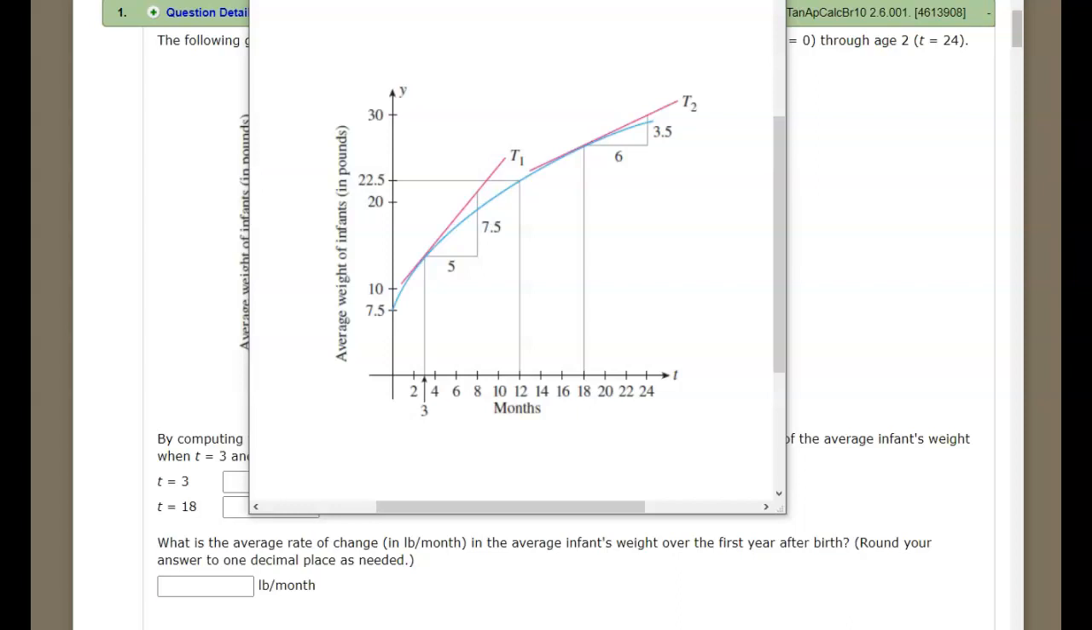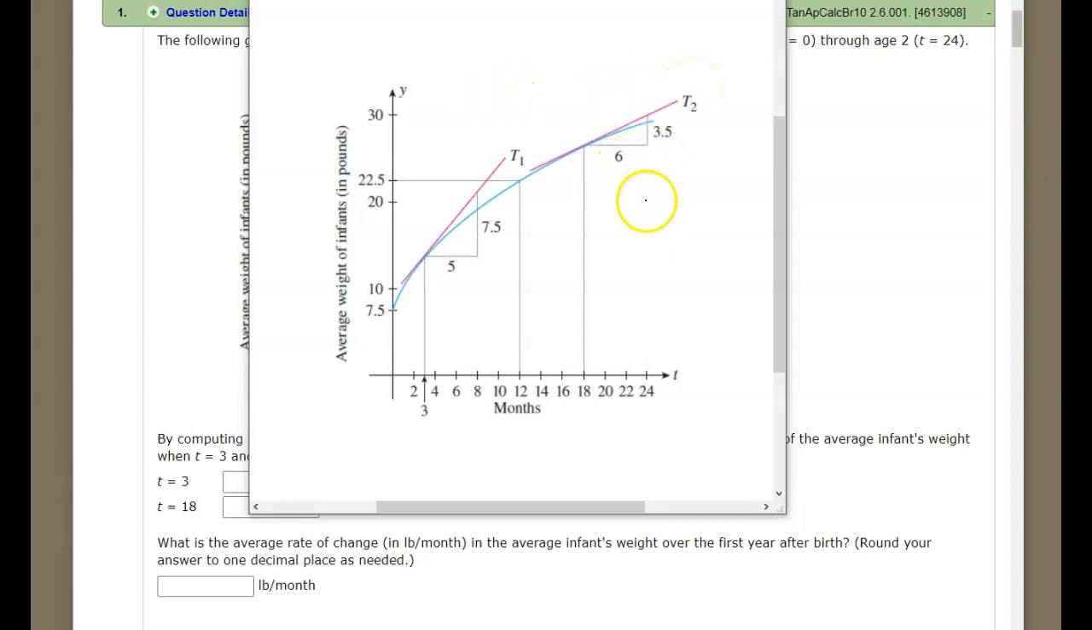In this first example, we have a graph, a curve here in blue, and we're looking at approximating the tangent lines. They're just barely sitting on the edge there. We can make an approximation by doing a slope between a couple other points. Here, the slope will be the rise over the run. The rise is 7.5 over 5. And the slope here will be the rise over the run, 3.5 over 6. Both of these are going up, so my answer will be positive.